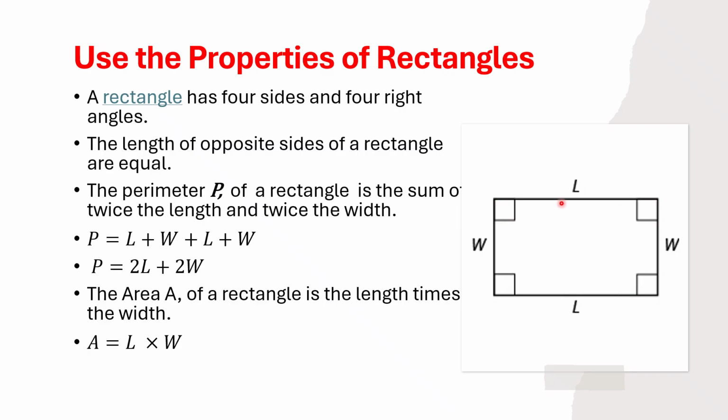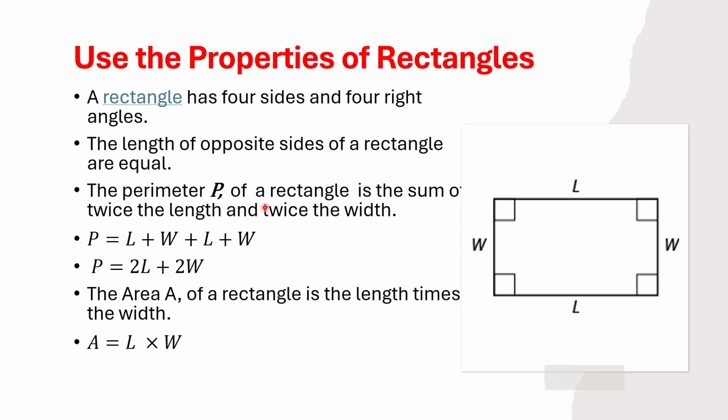And the angles are all 90 degrees. Because this side is perpendicular to this side, so the angle formed is a right angle, which is 90 degrees, and so with this side and this side as well. So the angle of each corner is 90 degrees. So the lengths of opposite sides of a rectangle are equal. So if the length L is 5, then the opposite side of it is also 5 meters, for example. If this width is 3 meters, this opposite side is also 3 meters.